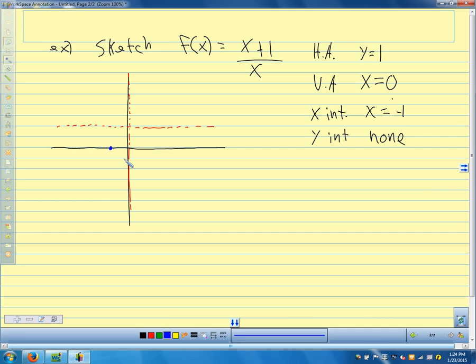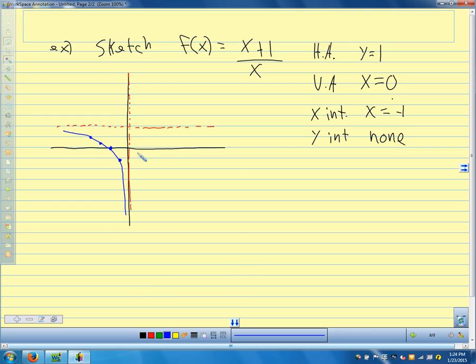And now to figure out what my function does, here, here, here, whatever, I need to plug in some points. So I just calculate. I'm not going to do all the calculation, but if we plugged in x equals negative 2, I would get a point here. If I plugged in x equals 3, I'd get a point here. If I plugged in x equals negative 1/2, I get a point down here. So that tells me my graph here looks like this.